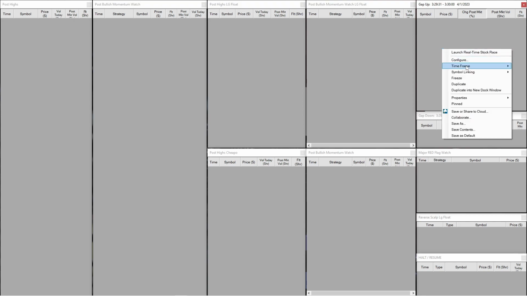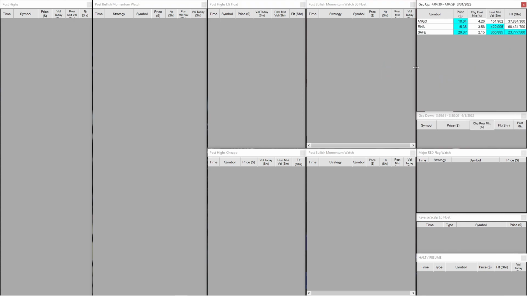Top right-hand corner, gap up scanner. This is our gap up scanner in the post-market. So it's going to let us know what stock is gapping up in the post-market. It's going to let you know the post-market change percentage, the post-market volume, and the float as well. The share float is very important to me. I want to see that it's a low float.